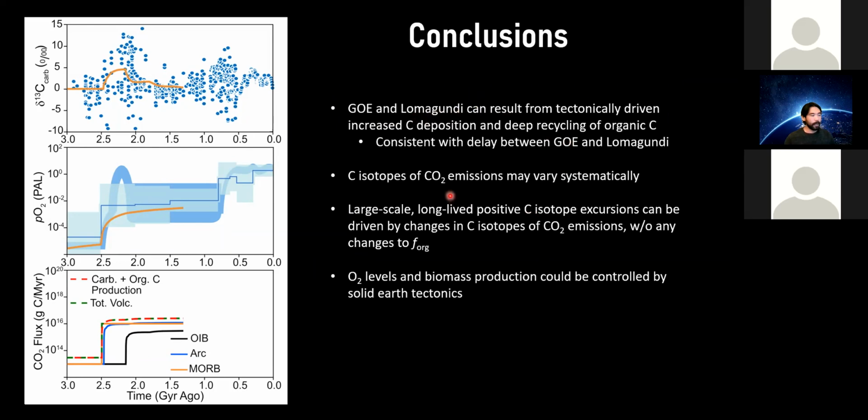And an important thing to note is that perhaps the carbon isotopes of CO2 emissions at different volcanic settings may vary systematically based on what kind of carbon they're sourcing. And we now provide an alternative interpretation of these large, long-lived positive carbon isotope excursions: that they can be driven by this mechanism instead of these changes to F org. And it just points out that oxygen levels and biomass production on Earth could have a strong control by solid Earth tectonics. And I think maybe I'll stop there. And thank you for your attention.